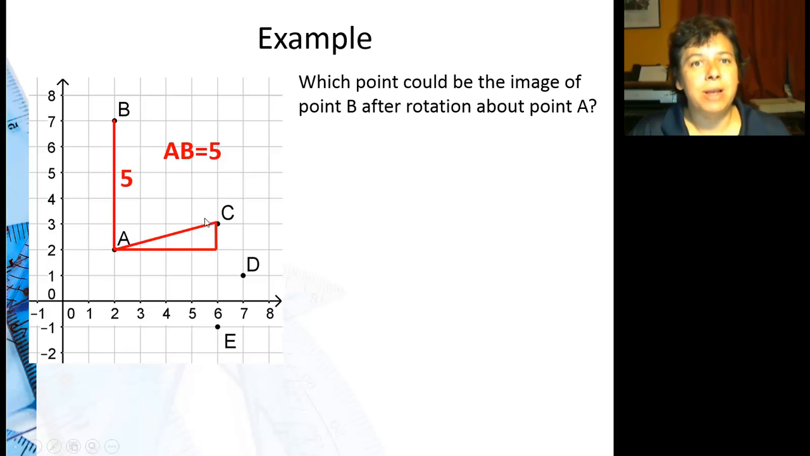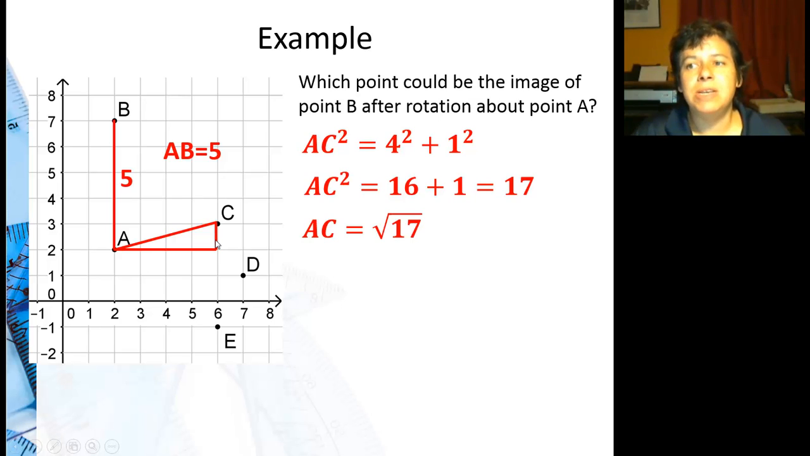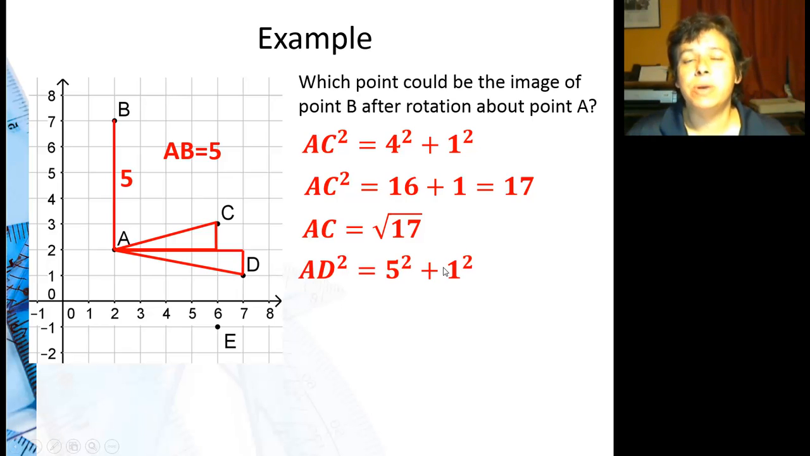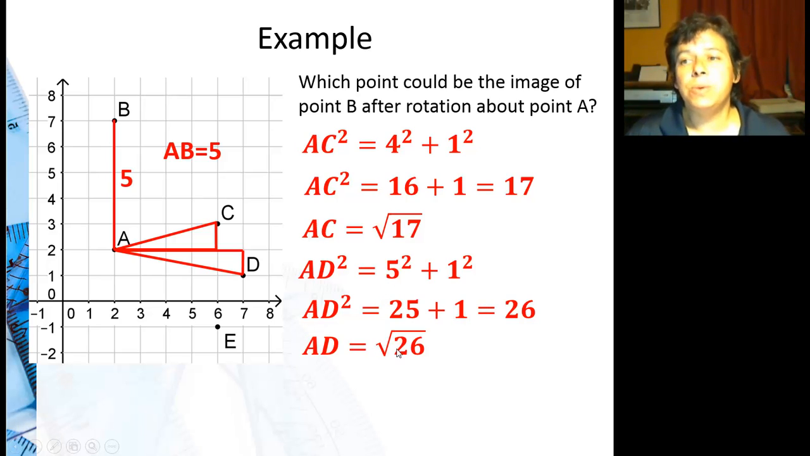Then let me measure the distance from A to C. I make a right triangle, and I'm going to use the Pythagorean theorem. I could use a distance relationship, but the Pythagorean theorem takes less space. So I have AC squared equals 4 squared plus 1 squared, or 16 plus 1, 17. So this length is the square root of 17, which is less than 5 but more than 4. Then I can look at the distance from A to D, making a right triangle. AD squared is 5 squared plus 1 squared, or 25 plus 1, which is 26. So the length is the square root of 26, which means it's a little bigger than 5.